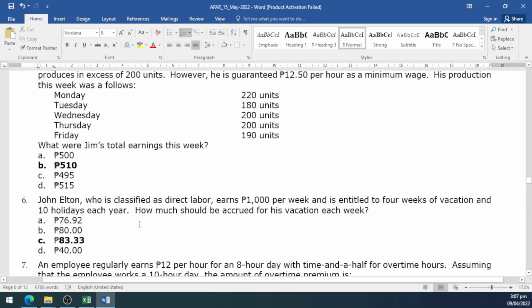O, dito pala sa number 6, let me explain, ano. As a rule of thumb, if a year is divided into weeks, 52 weeks, yun ang gagamitin ninyo. If 52 weeks minus 4 weeks, 48 weeks ang accrual nyo dito ng vacation pay. 4 weeks times 1,000 per week, so that's 4,000 over 48 weeks. Yan po ang 83.33 to be accrued each week. Debit factory overhead control, 83.33 credit accrued vacation pay.